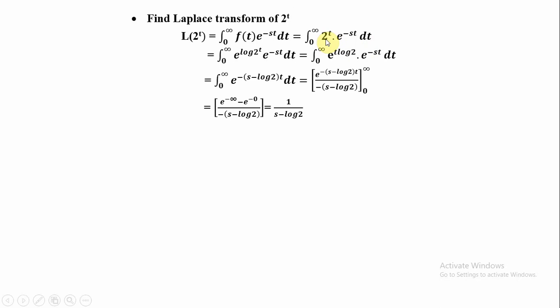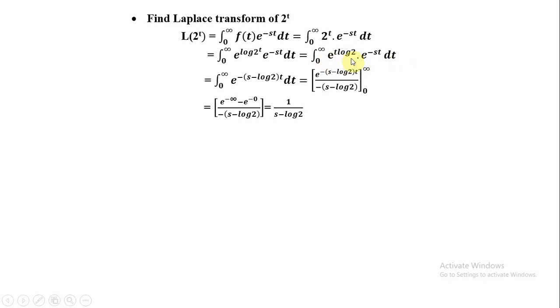Then we can't directly integrate. So make this 2 raised to t in the exponential form. We can write e raised to log 2 raised to t, that is same as 2 raised to t. So this becomes integral 0 to infinity e raised to log 2 raised to t into e raised to minus st dt. That equals integral 0 to infinity, now e raised to log 2 raised to t is same as e raised to t log 2, into e raised to minus st dt.